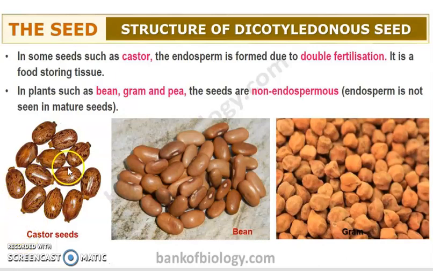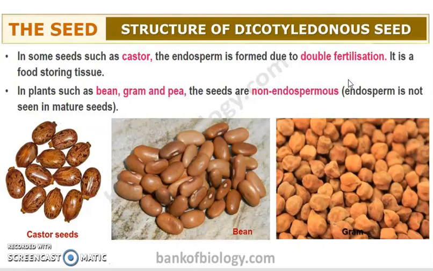Now in some dicotyledon seeds we see the endosperm is formed due to double fertilization. Okay, so they have a layer which is called as endosperm, and this is formed due to double fertilization process. Double means fertilization has to happen 2 times. So one is the main fertilization where the egg and the sperm will fuse together.